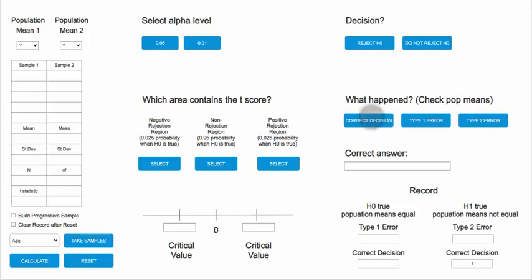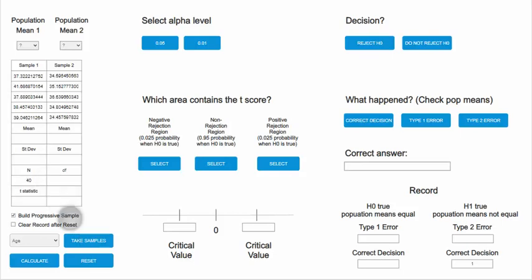After you're finished with that, what I'd like for you to do is do 20 more simulations, but this time, each time you do it, have a total sample size of 100, and I'll show you how to do that. What you click on is Build Progressive Sample, and then keep clicking on Take Samples until your sample size builds up to 100, and it'll go up 10 at a time. So now we have a total of 100 people, 50 over here and 50 over here, but it's only showing the most recent 10 people.